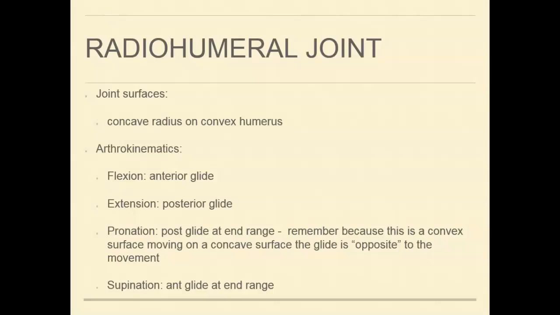The joint surfaces are a concave radius moving on a convex humerus. The arthrokinematics for flexion is an anterior glide, and extension is a posterior glide. The movement of pronation and supination at the radiohumeral joint is just at end range, as most of this movement actually comes from the proximal radioulnar joint. For pronation, there is a posterior glide of the radius on the humerus at end range, and an anterior glide of the radius on the humerus for supination.